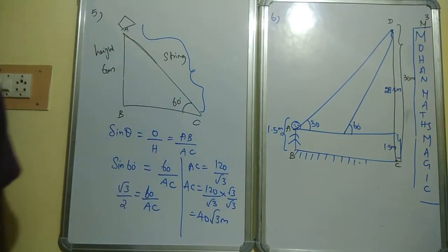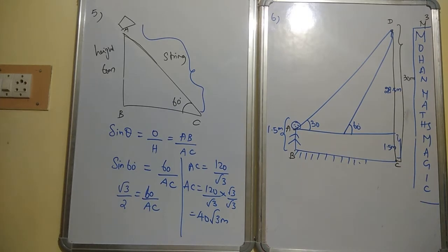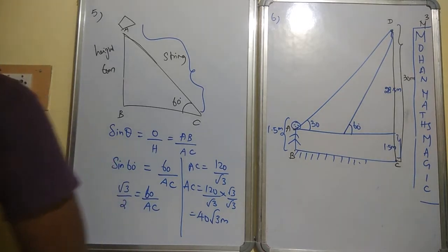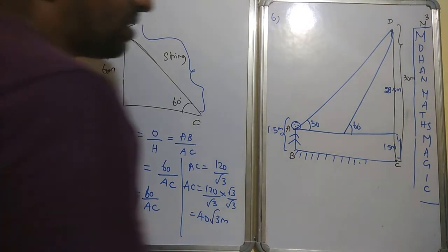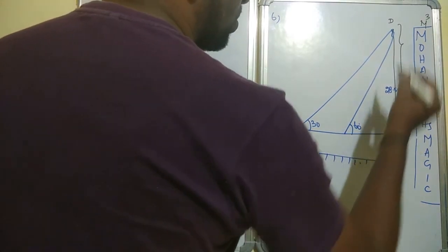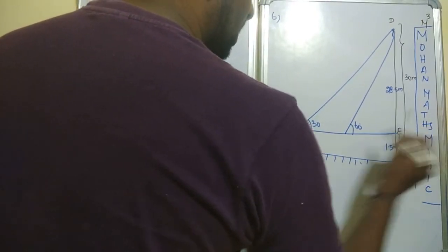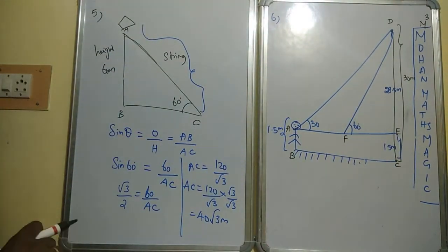Now, what are they asking in the question? They are asking: find the distance he walked towards the building. Which distance are they asking you to find? Towards the building. Let me keep the names for this one also: A, B, C, D, this one I will keep as E and this one is F. EF they are asking you to find out.